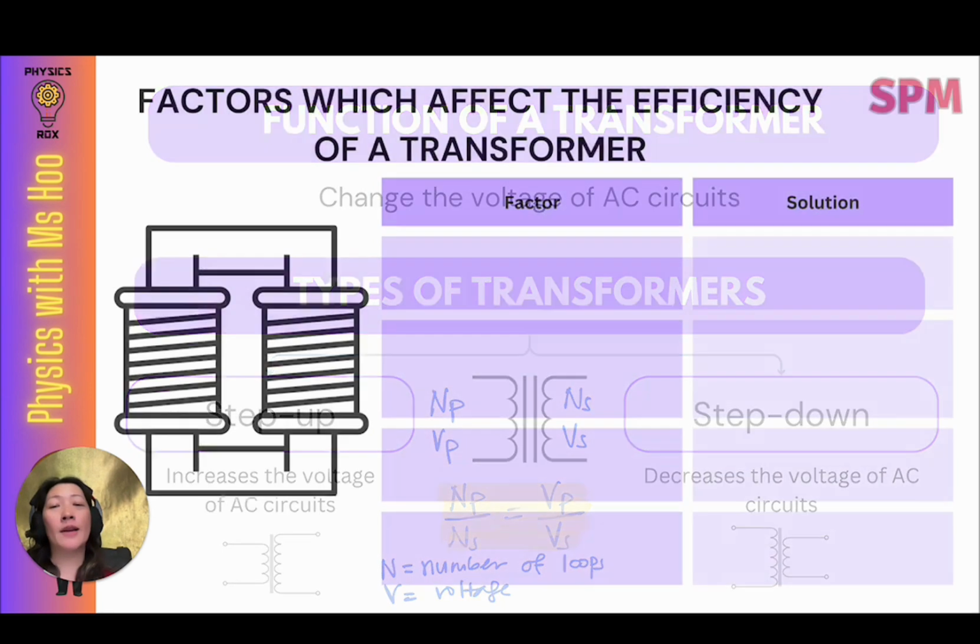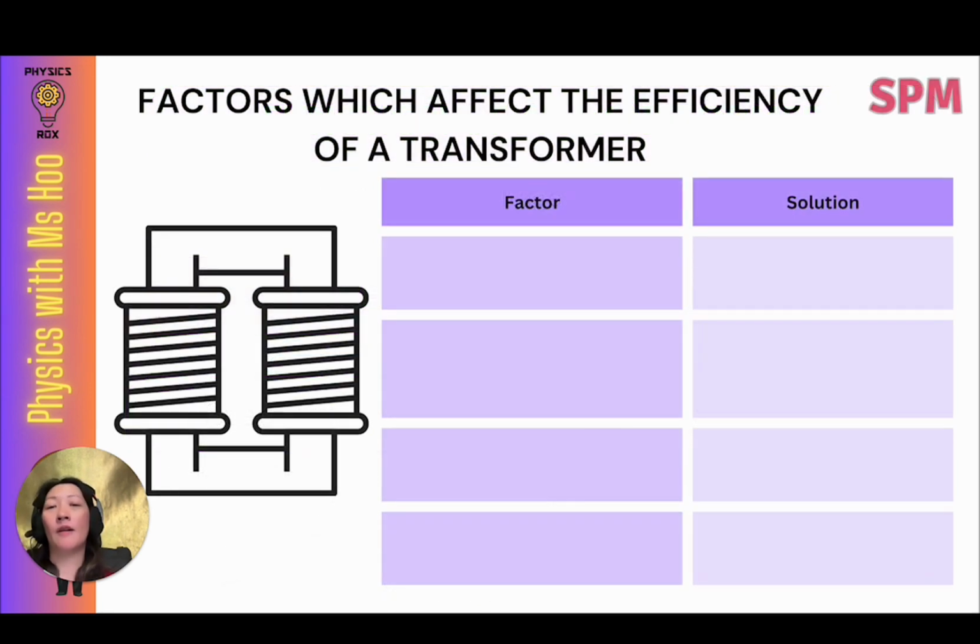And now let's look at the factors which affect the efficiency of a transformer. Now this is only covered in SPM. So if you're taking IGCSE, you can skip this part of the video and move on to the next section. Now, in addition to knowing the factors, you also need to know how to overcome these factors. You only need to know 4 factors and their solutions.